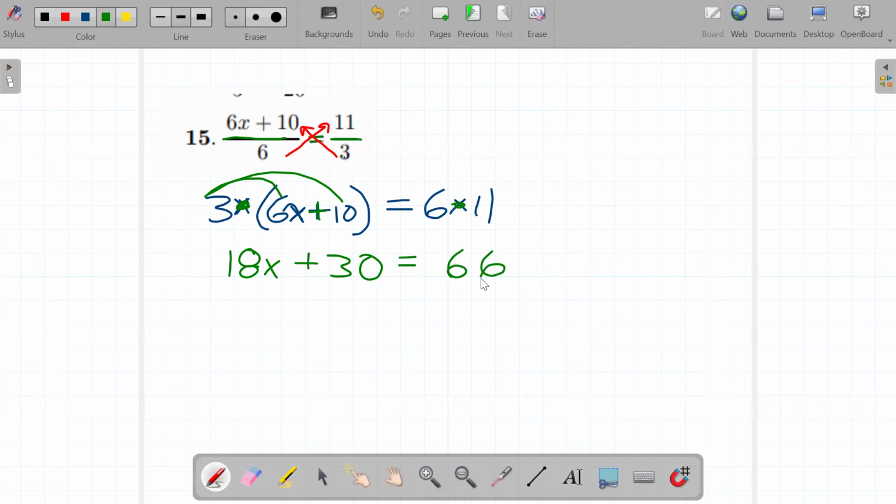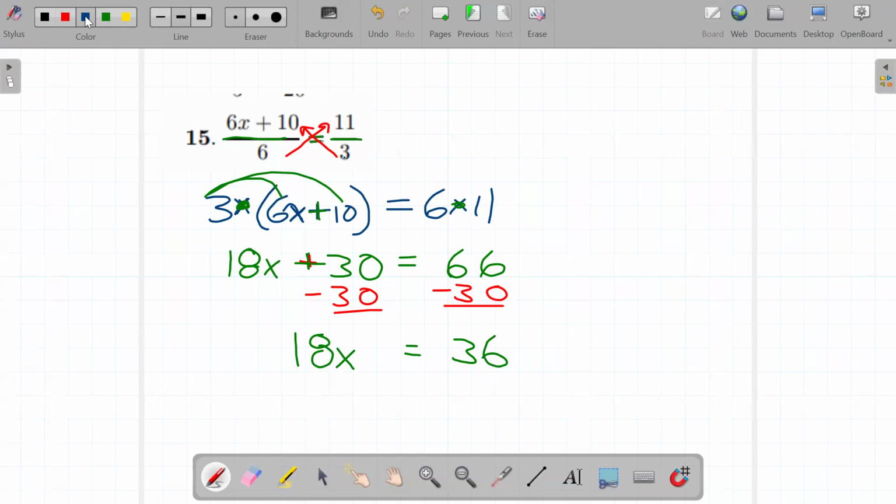Now it looks like an equation we started looking at in chapter 1. And the routine here is to get rid of whatever's added or subtracted. So 30 is added, so I'm going to subtract 30 on the left and subtract 30 on the right. The point of doing that is positive 30 minus 30 ends up being 0. So the only thing left on the left is the 18x, because adding 0 to it doesn't change that it's 18x. On the right, I subtract 30 from 66 and I get 36.